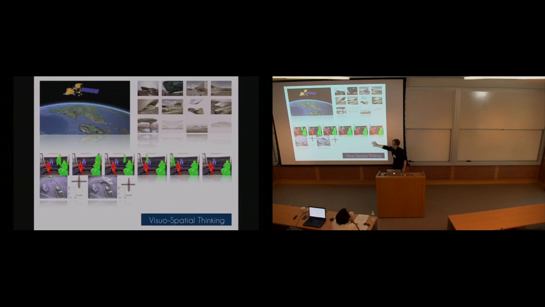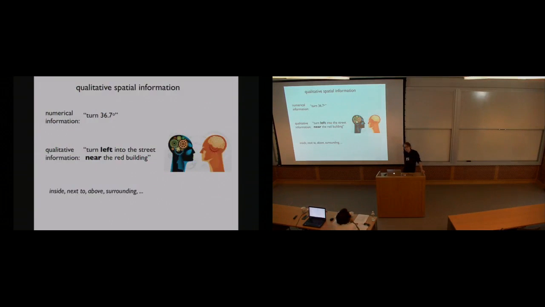And finally, maybe we're using computer vision to detect issues at the airport. So we want to make sure that certain luggage is being collected correctly and so on. Okay, so there's a spatial component to all of these different application domains. And just to be clear, when we're talking about space, it's not only numerical information that we're interested in. So numerical information might be something like turn 36.7 degrees counterclockwise compared to something like turn left into the street near the red building. Okay, so that distinction is important.